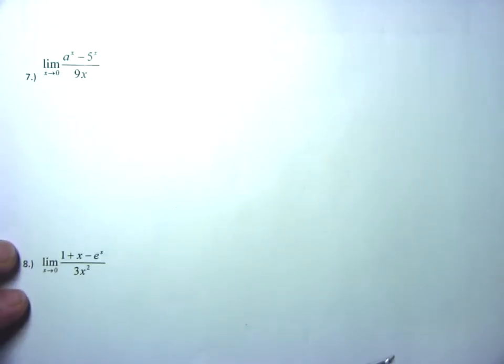All right, let's see. Problem number 7. I have the limit as x approaches 0 of a raised to the power x minus 5 raised to the power x, divided by 9 raised to the power x. Here again, a just represents a random constant. A here could have been 3 or 9 or 11 or any other number. So just treat it as you would any other constant.